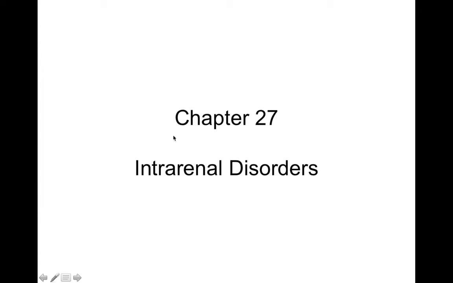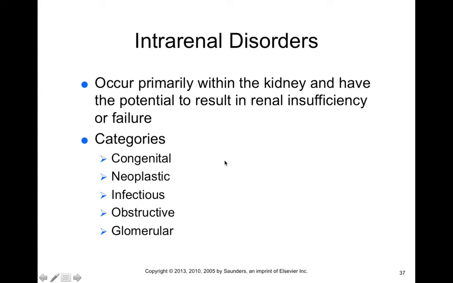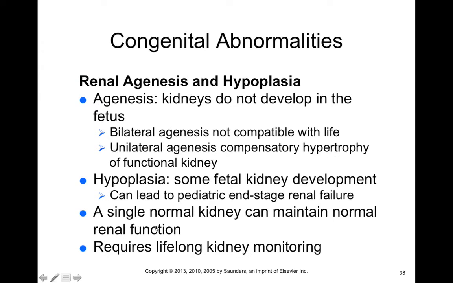In chapter 27, we're going to talk about intrarenal disorders, or disorders from within the kidney. These intrarenal disorders occur primarily within the kidney and have a potential to result in renal insufficiency or even failure. We can talk about some of the different causes of intrarenal disorders, such as congenital, neoplastic, infectious, obstructive, or even glomerular. And we'll give examples of each of these.